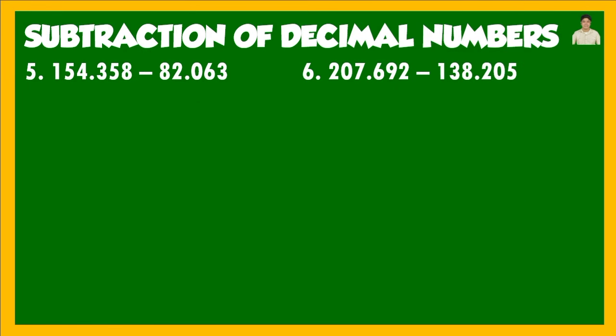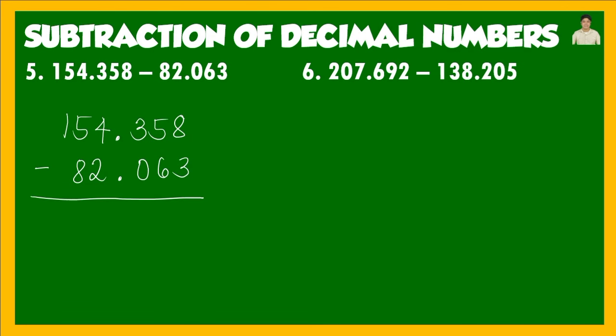Another. So, let's have number 5 and number 6. 154 and 358 thousandths minus 82 and 63 thousandths. So, ayan, naka-align na po sila. So, 8 minus 3, 5. 5 minus 6 cannot be. So, we'll borrow 1 from 3. So, 3 will become 2. 5 will become 15. 15 minus 6, that is 9. 2 minus 0, that is 2. 4 minus 2, that is 2.